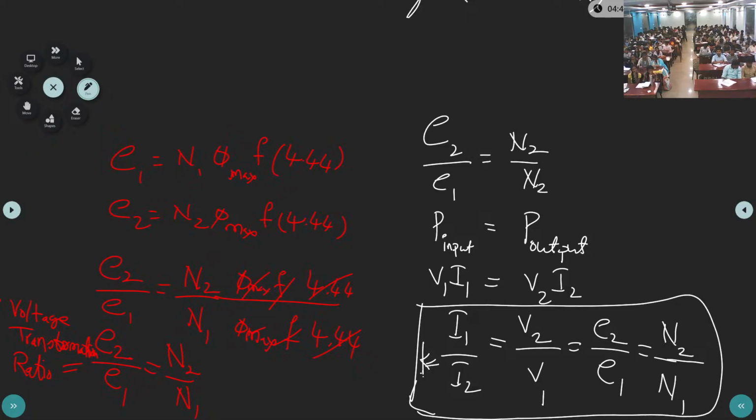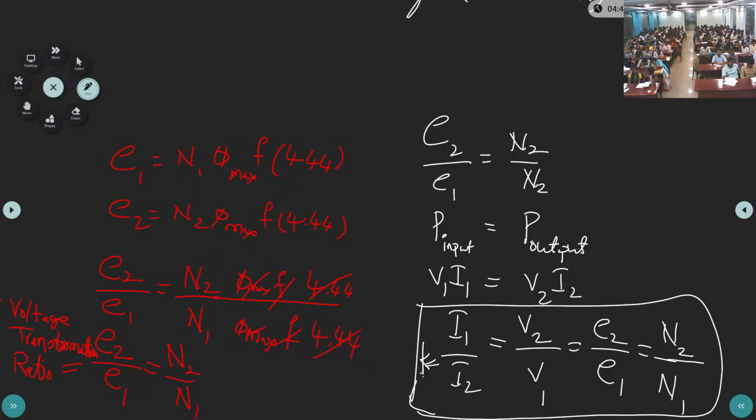So please keep this in mind while solving the problems. This is one of the ratios you have to keep in mind. The other one is the EMF equation. These two formulas you have to remember so that you can solve the problems. We'll do the problems now.